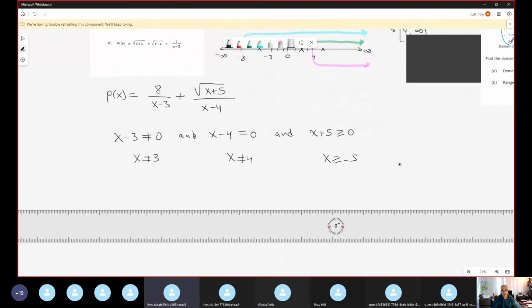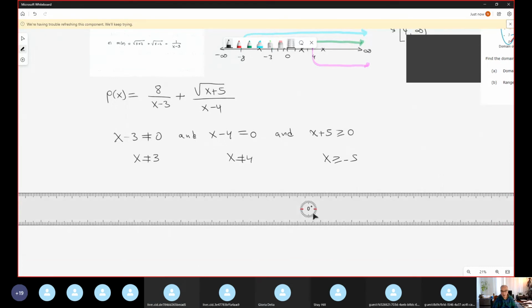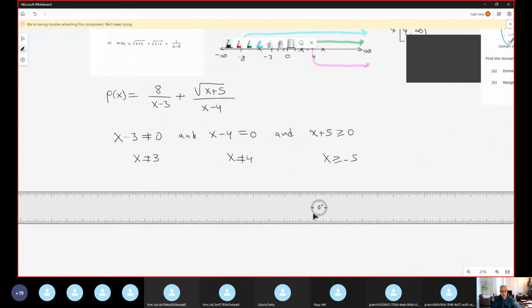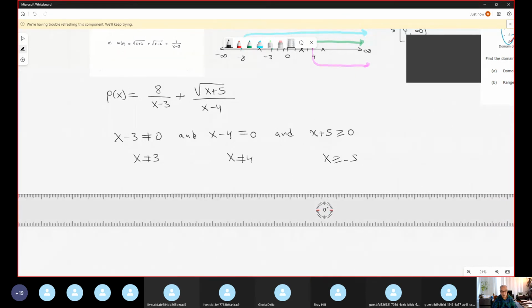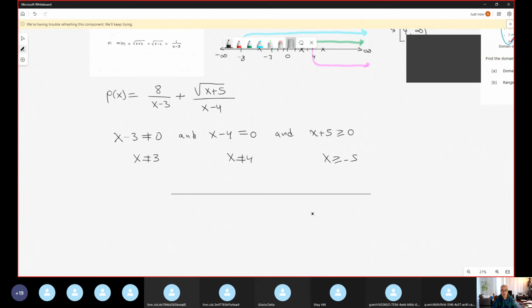Yes. Let's do this idea in the number line to visualize the domain. This line represents the real numbers. Actually, 0 in the middle. And 3 and 4. 1, 2, 3, and 4. And negative 5 is in the other direction, minus 5. Okay. What does no 3 mean?